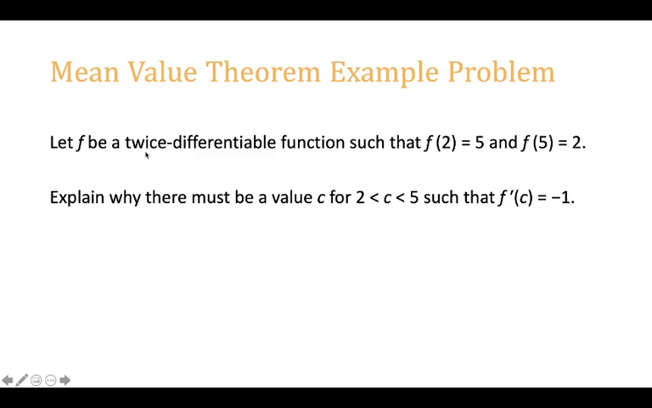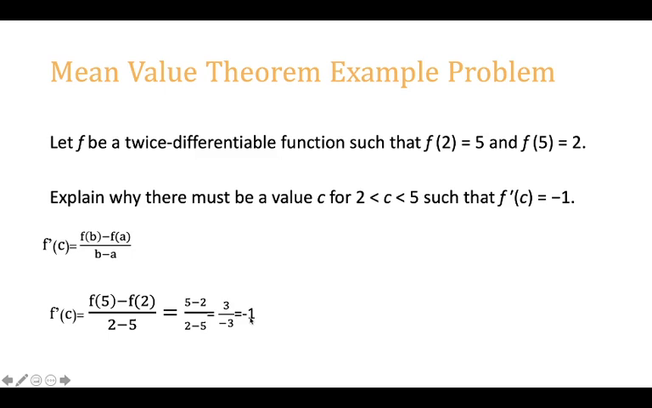So since it's stated it's a twice differentiable function, we know that it's differentiable, and also it's continuous because differentiability implies continuity. So we can use this equation from the mean value theorem that states the instantaneous rate of change equals the average rate of change, and plug in the values that were given in the problem. So the a value would be 2, and then the b value would be 5. So the ends of the interval are the a to b. And if you plug that in, you get -1, which is exactly what we needed to find in the problem.